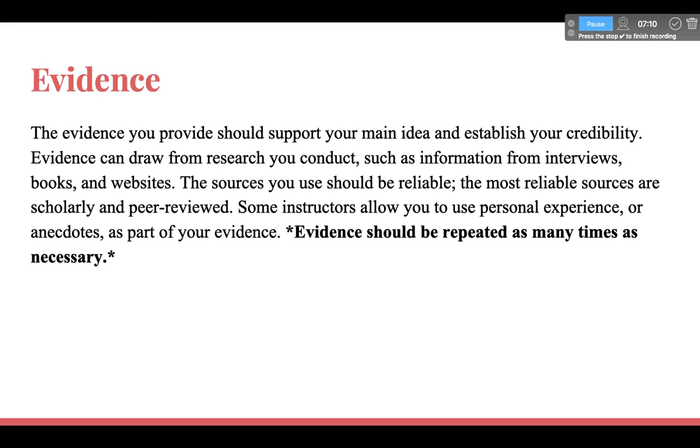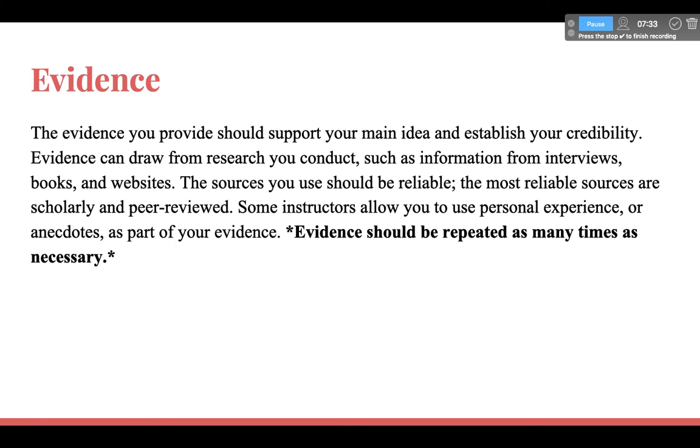Evidence can draw from research you conduct, such as information from interviews, books, and websites. The sources you use should be reliable. The most reliable sources are scholarly and peer-reviewed. Some instructors allow you to use personal experience or anecdotes as part of your evidence. Evidence should be repeated as many times as necessary.